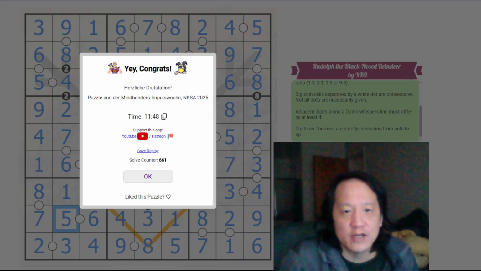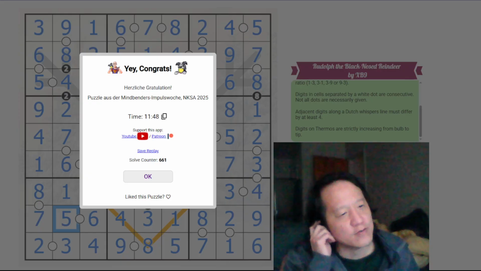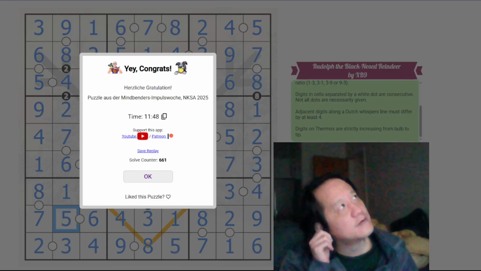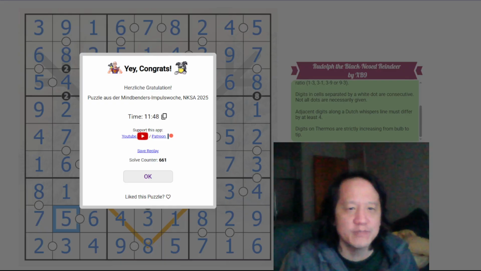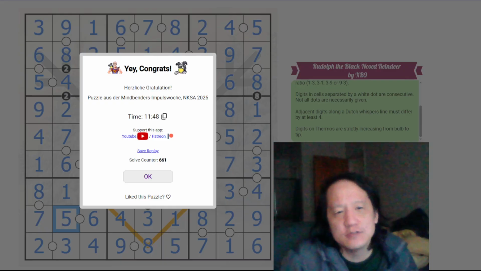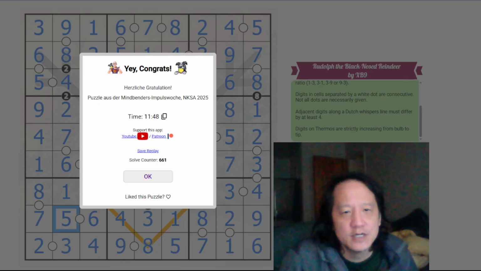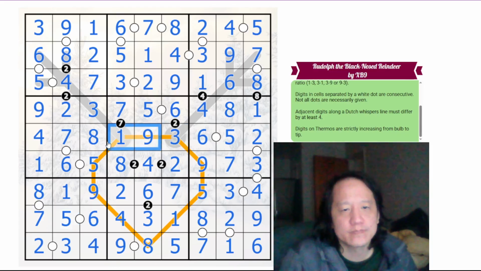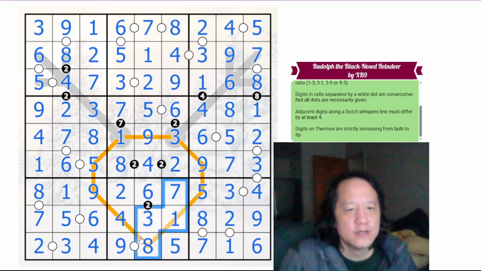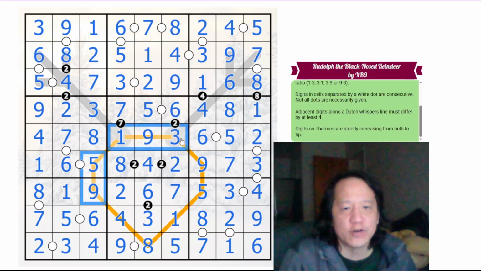Herzliche Gratulation. I guess it's something like much congratulations or something. Puzzle aus der Mindbenders Impulswoche, NKSA 2025. Yeah, it flowed very well throughout the puzzle, so this was a very nice puzzle to go through.